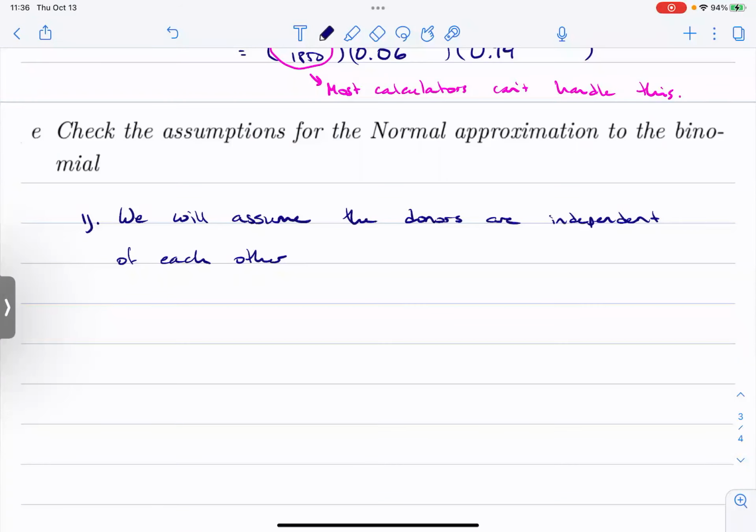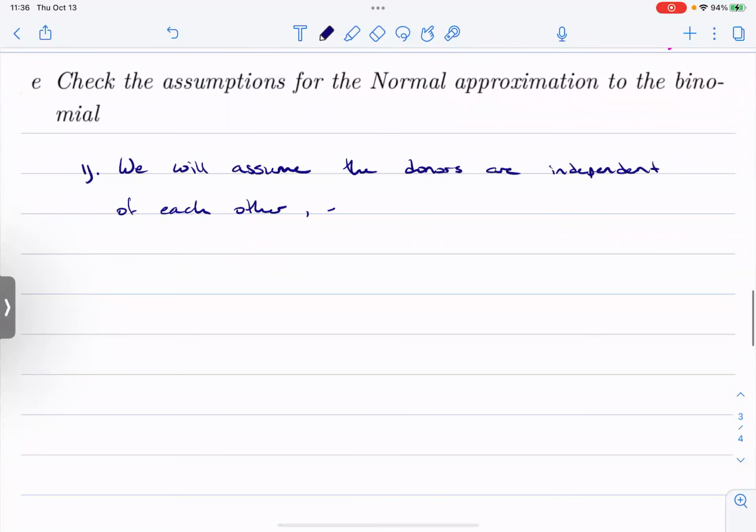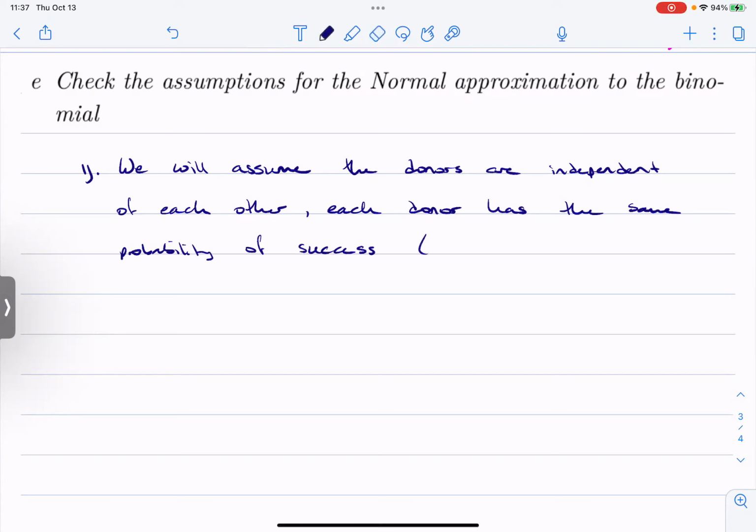So we're going to assume that these donors are independent of each other, which also means that each donor has the same probability of success, right? P equals 0.06. That one's kind of sticky, but we have to assume that they're independent.